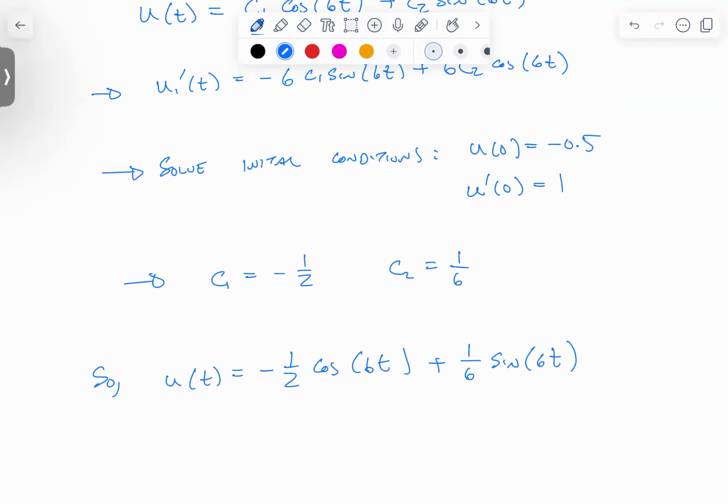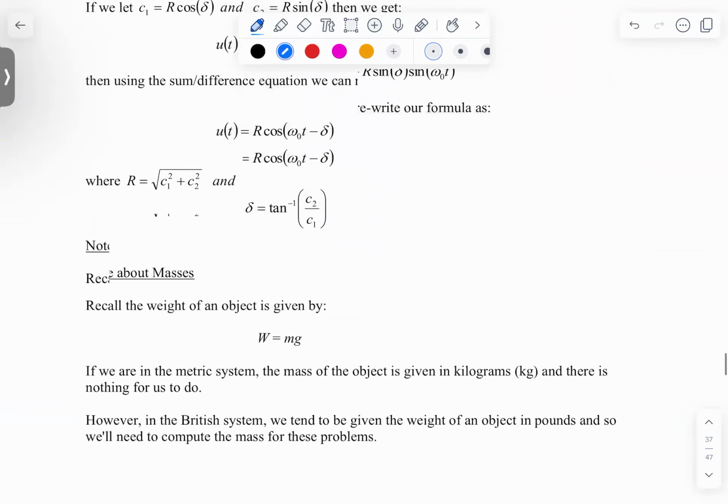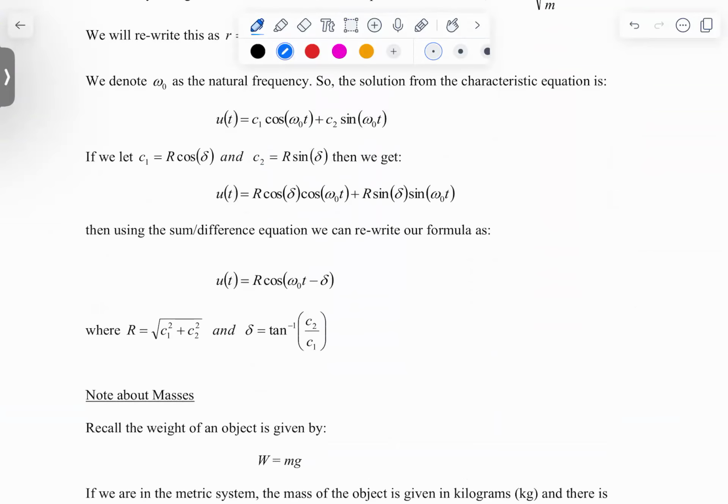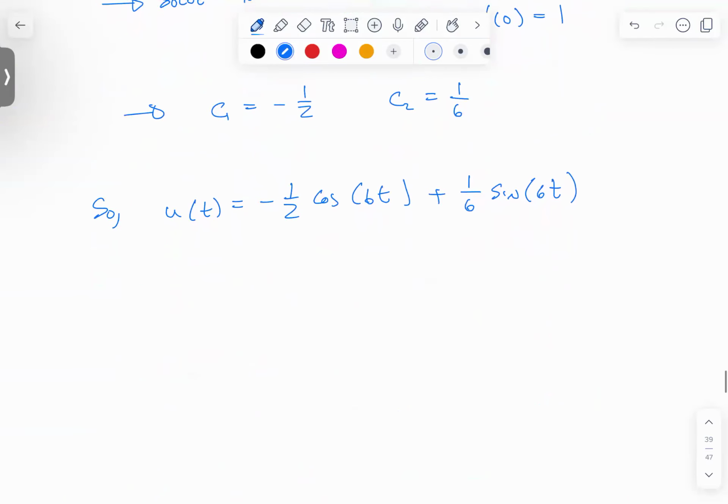Okay, so our function would be u(t) equals -1/2 cosine of 6t plus 1/6 sine of 6t. But now, when I have it in this simple form, this is the case where I can solve for r and delta, my phase shift, my period, all the pieces, and I can actually write this in a better form. So once I have C1 and C2, then I can use these, which are, if you recall, your polar conversion formulas, and I can turn this into a single sinusoidal, specifically cosine function.